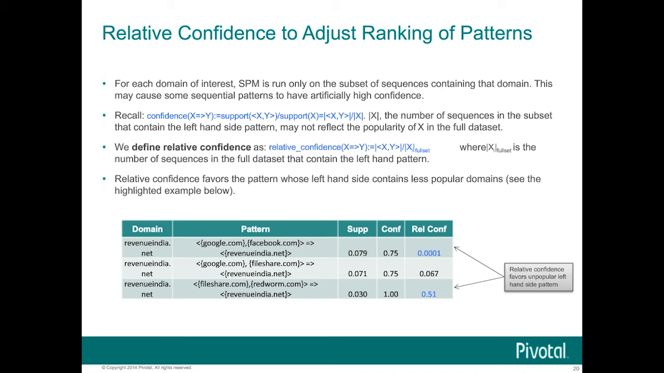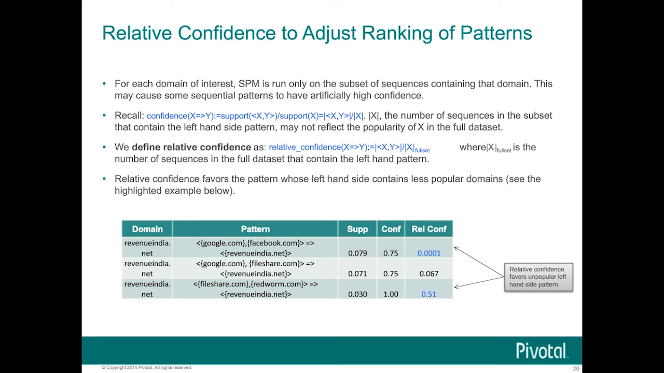So in order to avoid that, we define something called relative confidence. And the relative confidence of a pattern X implies Y is nothing but the support of X, Y divided by the support of X in the full data set. So relative confidence basically favors patterns whose left-hand side, that is X, contains less popular domains.